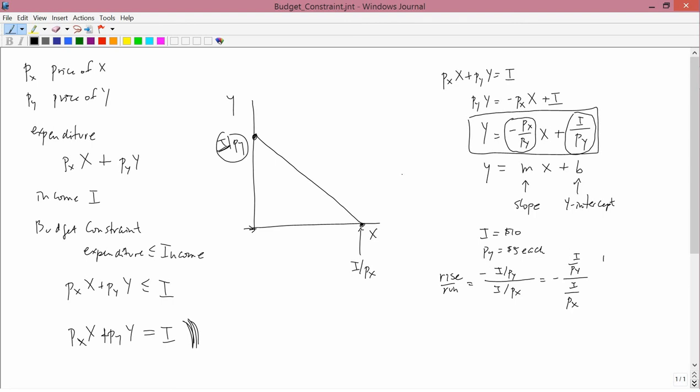If we multiply by 1 over I divided by 1 over I, that'll get rid of the I's. Multiply by py over py and by px over px. Let's see what that gives. So this I cancels with this I, this py cancels with this py, this px cancels with this px, and we're left with minus px over py, and that's exactly what we said we wanted. Up here we said that we wanted the slope to be minus px over py, and that's what we have.